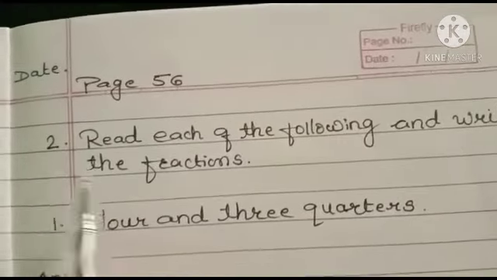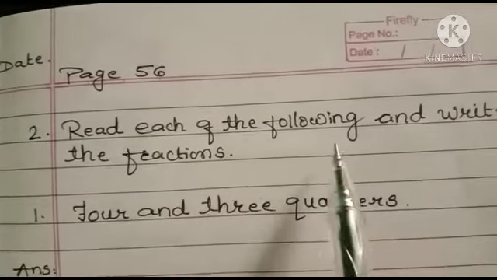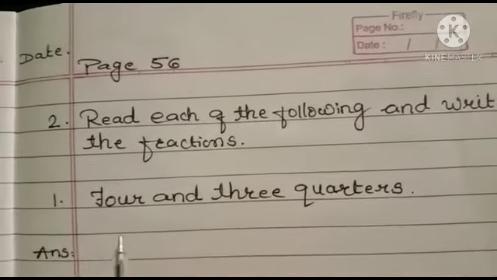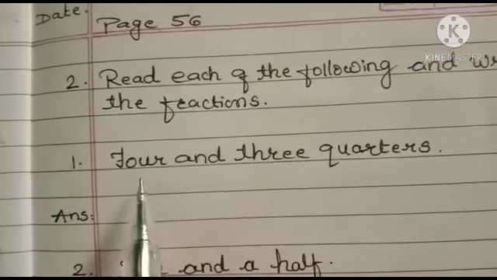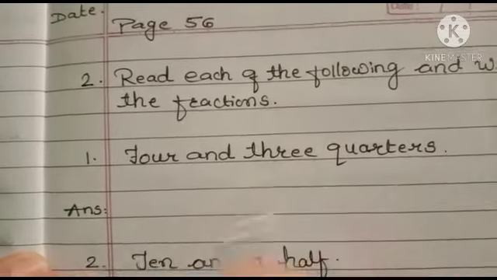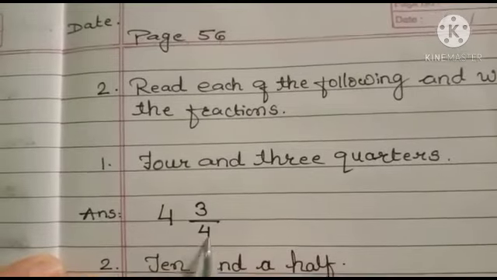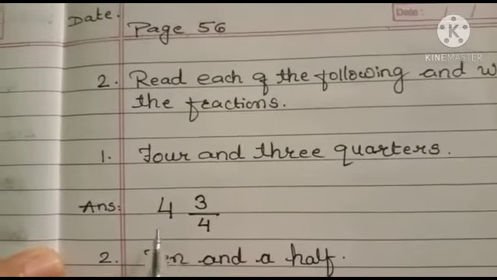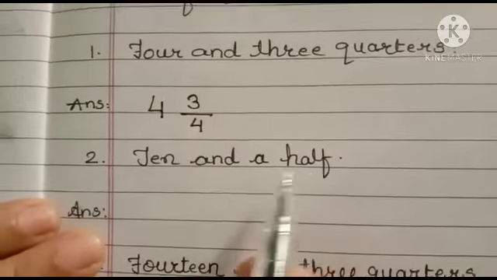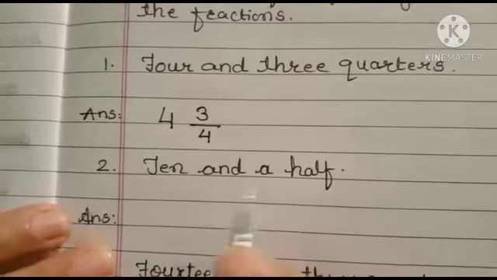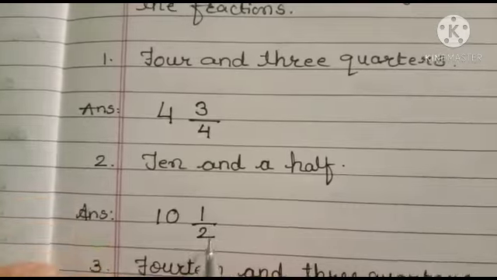Moving to the second question, you have to start from the next new page. Read each of the following and write the fractions. Here the fractions are given in words and you have to write the fraction. First is given 4 and 3 quarters. So we have to write 4 and 3 quarters means 3 upon 4. Next is given 10 and a half. Half means what? 1 upon 2. So we'll write 10 and 1 upon 2, that is 10 and a half.